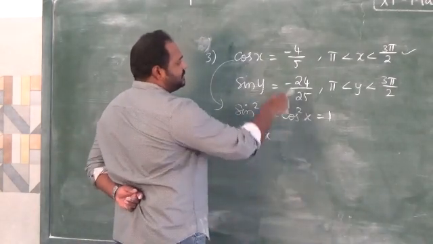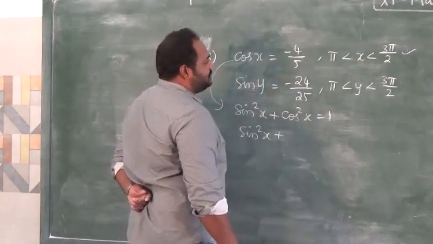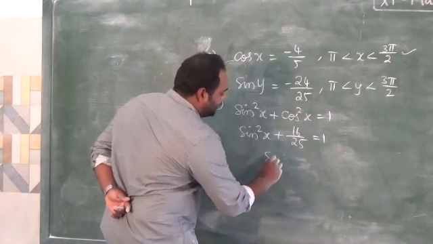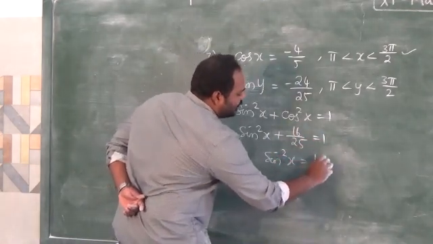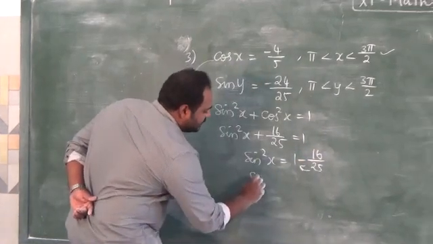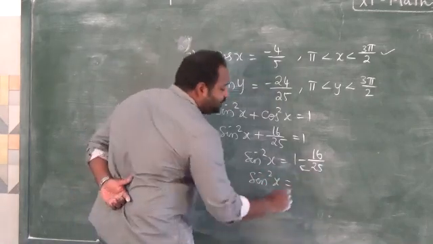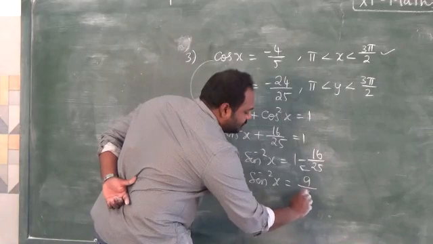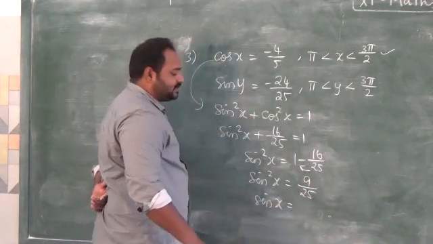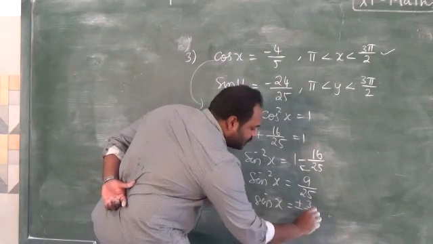So cos square x, we are squaring this value. If you square that, the minus will be cancelled. 16 by 25 equal to 1. So sin square x equals 1 minus 16 by 25. If you cross multiply this, sin square x equals 25 minus 16, which is 9 by 25. If I take the square root of this value, it is plus or minus 3 by 5.